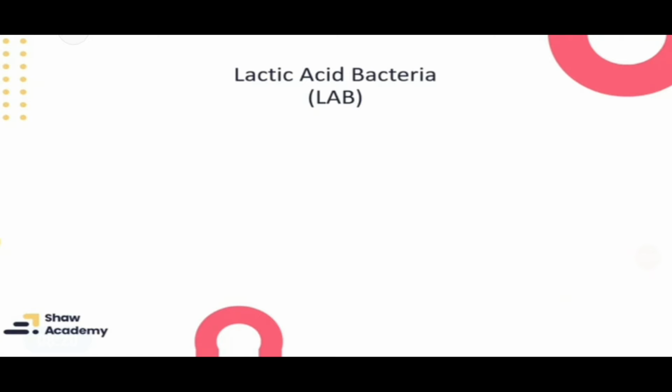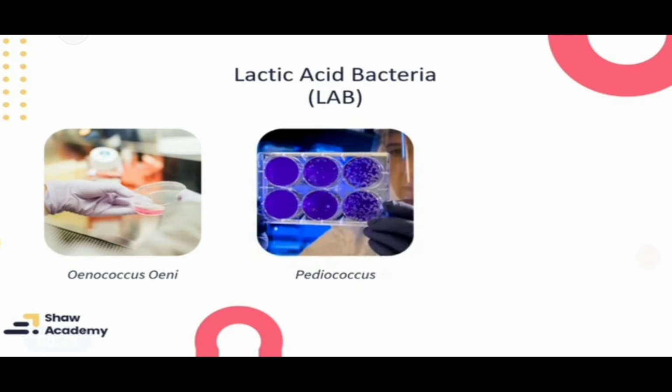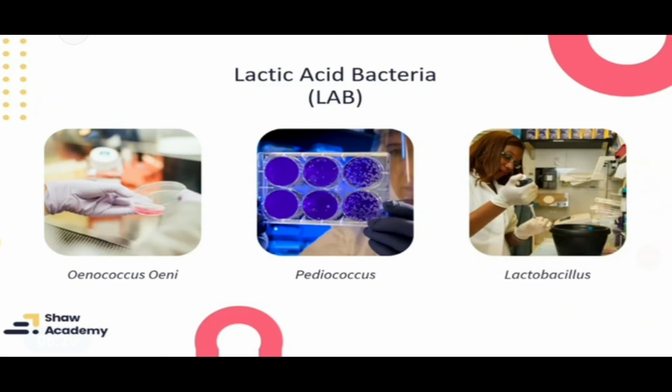Malolactic fermentation is actually driven by a family of bacteria called lactic acid bacteria. Members of this family are Oenococcus oeni, Pediococcus, and Lactobacillus. They all play a role in converting the harsh malic acid that you find in wine, which resembles the acid you find in a tart green apple, into a softer lactic acid that you find in milk or yogurt.